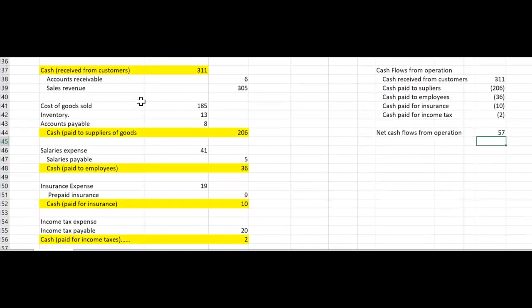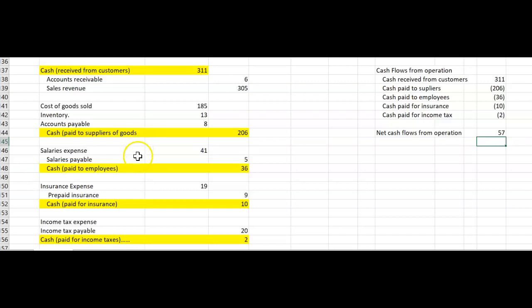The next one is cash paid to suppliers. Well, to determine the cash paid to suppliers, you would look at the cost of goods sold. You would look at inventory. The change in inventory is an increase of $13, so that's a debit. And there was a decrease in accounts payable, which is a debit of $8. And the cost of goods sold was $185, so cash paid to suppliers would be $206.